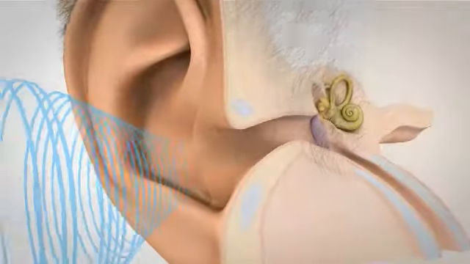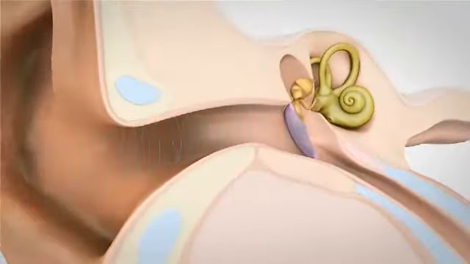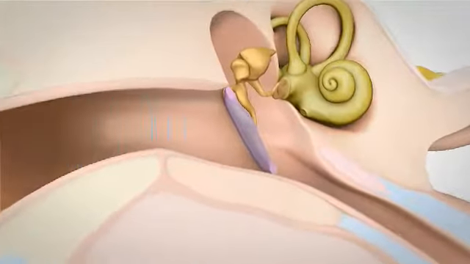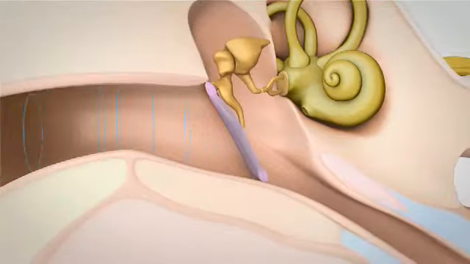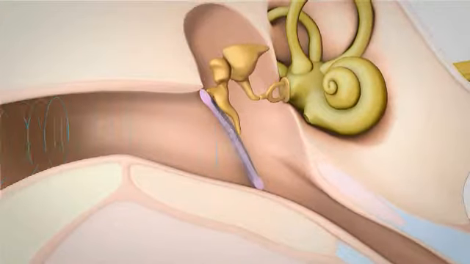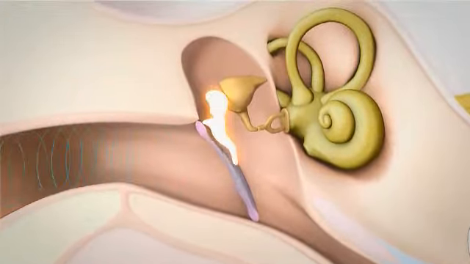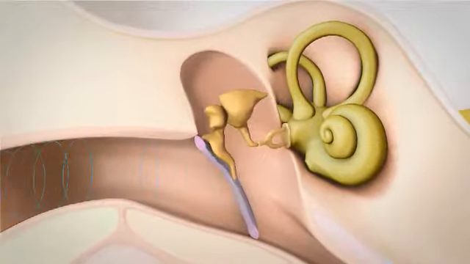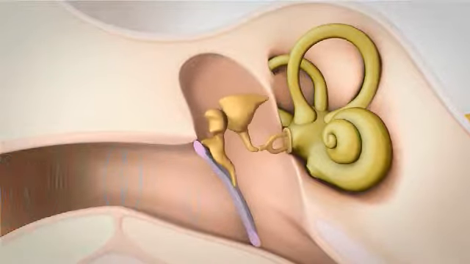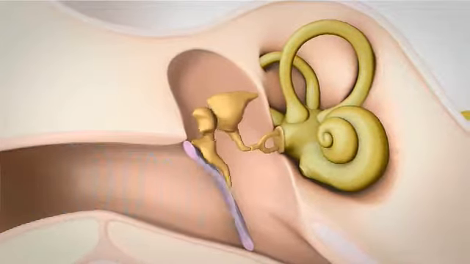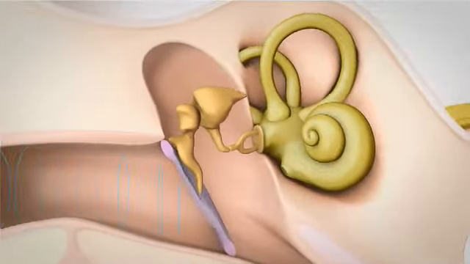Sound enters the ear and is directed through the ear canal, where it first reaches the eardrum. As the eardrum begins to vibrate, it sets the ossicular chain in motion. The ossicular chain consists of the hammer, anvil, and the stirrup. Sound vibrations move along the ossicular chain and into the inner ear.